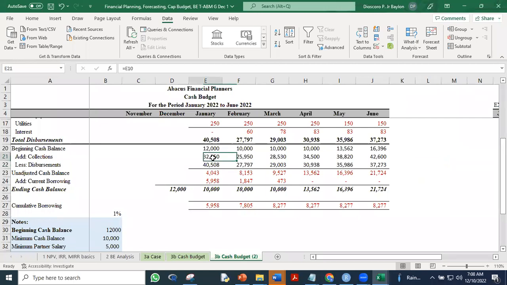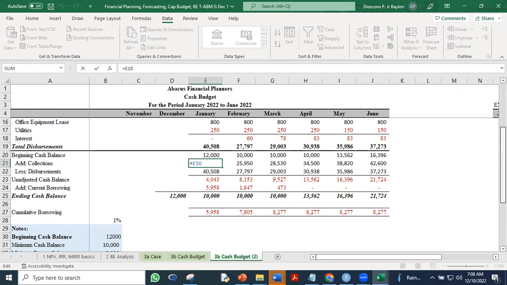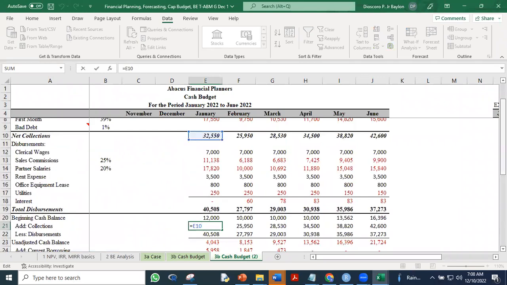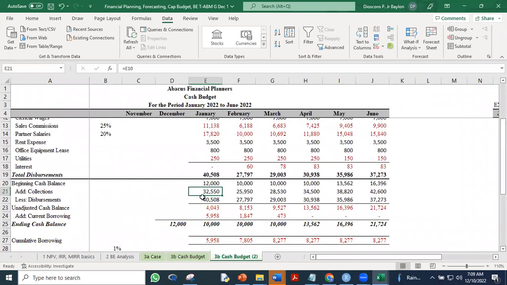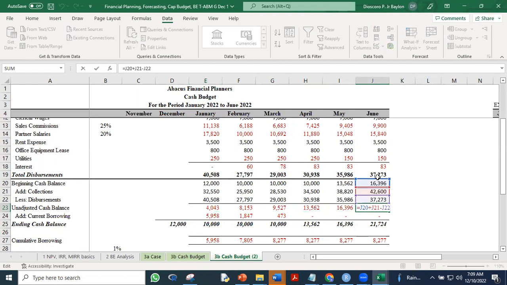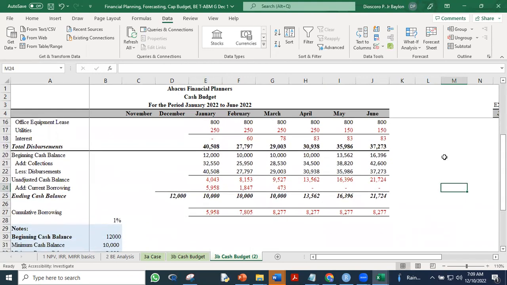All right. Then add collections. So you have collections above there. So we're now accounting for the cash. This is cash budget. So the beginning plus the collections and then minus the disbursements. So take note here, beginning plus how much was collected and how much is disbursed. So we can now get this, beginning plus collections minus disbursements, and the formula will be the same throughout.